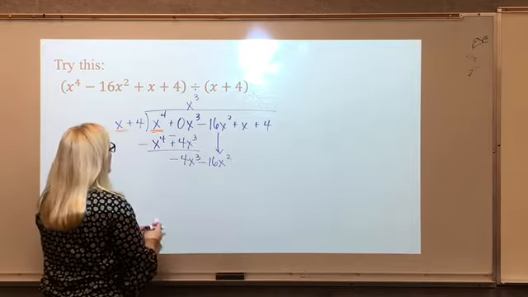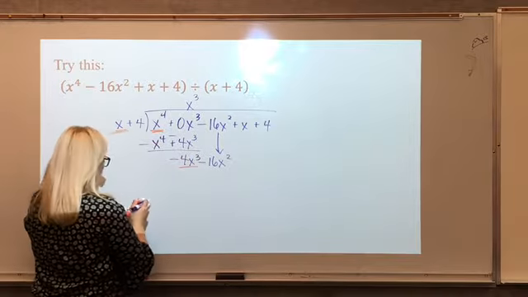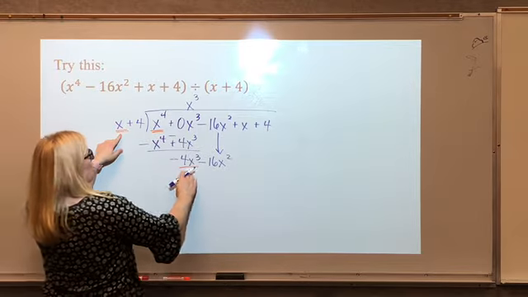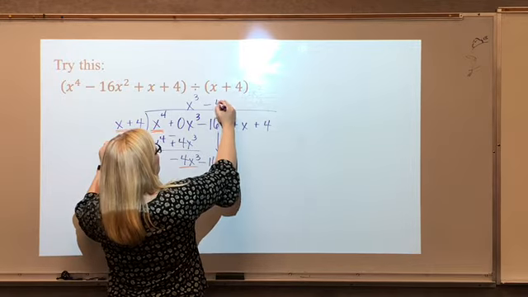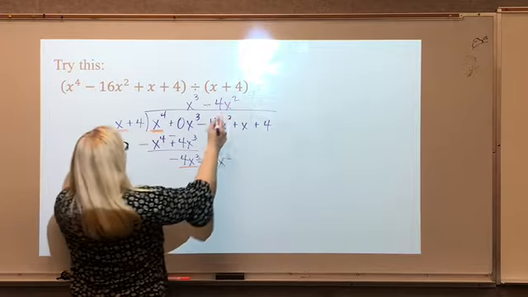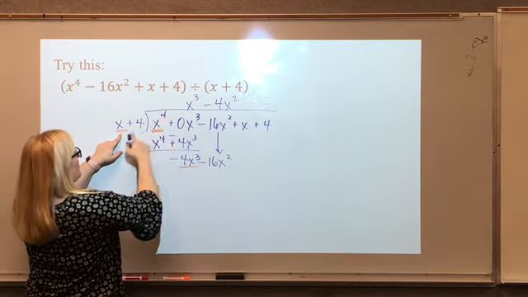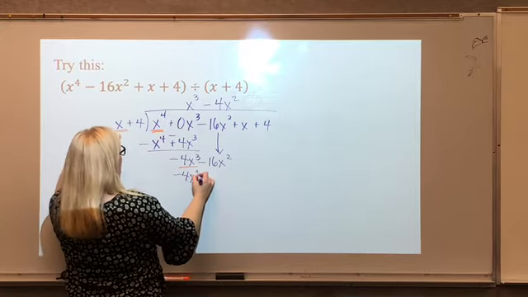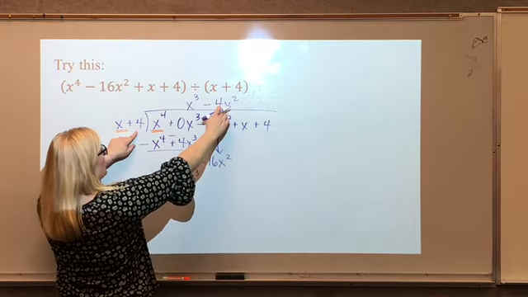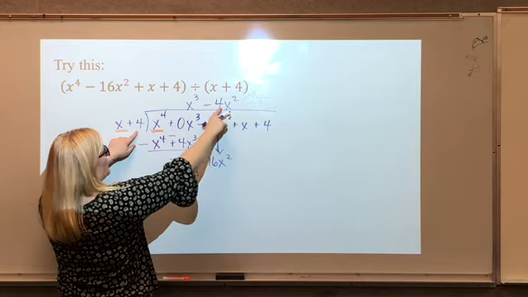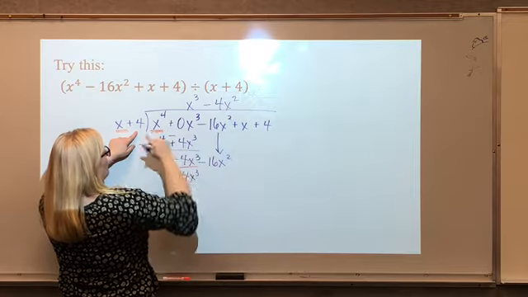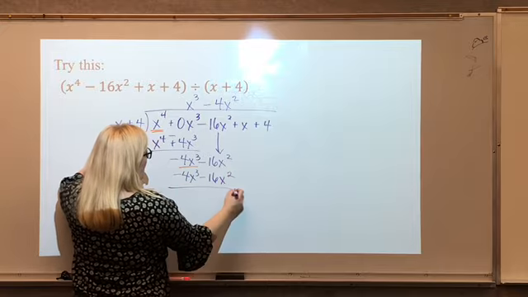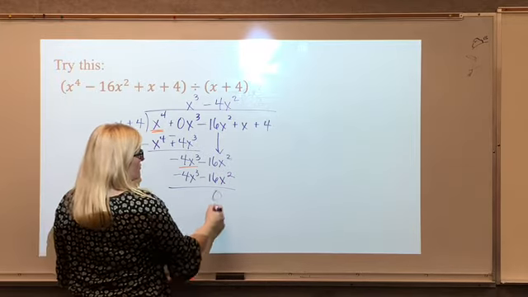All right, so what do I need to multiply x to give me negative 4x cubed? Well, I need negative 4x squared. So negative 4x squared times x gives me negative 4x cubed. And then don't forget the straggler. Now I have negative 4x squared times 4 is negative 16x squared. And this gives me 0.